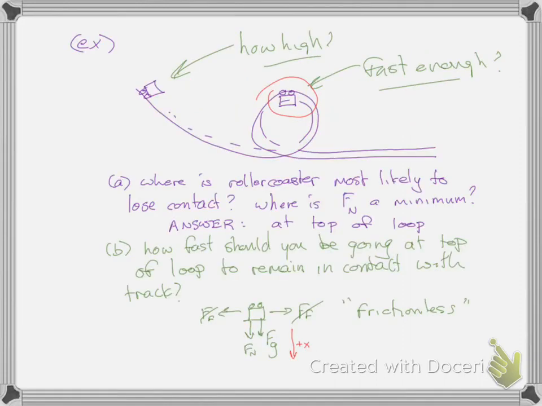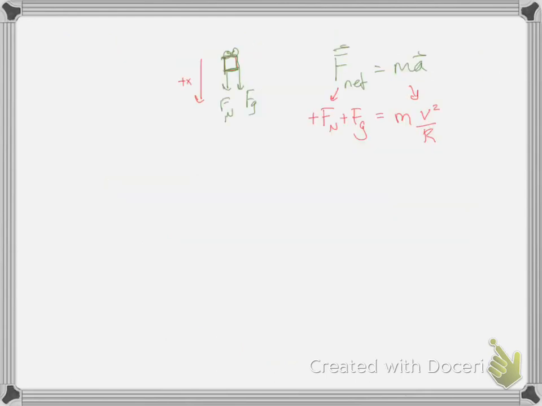So then the question is how do we answer the question? How fast should you be going at the top of the loop to remain in contact with the track? So let's look at this equation. What does it mean to remain in contact with the track? Think about that for a second.